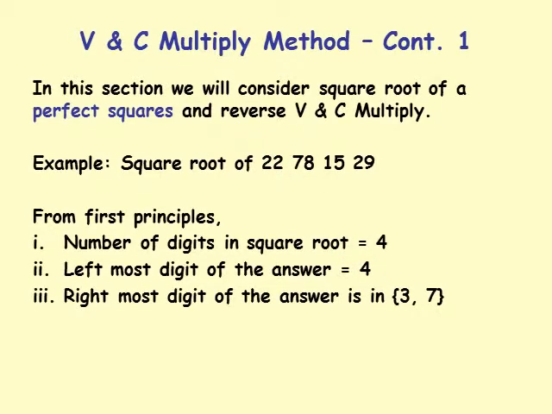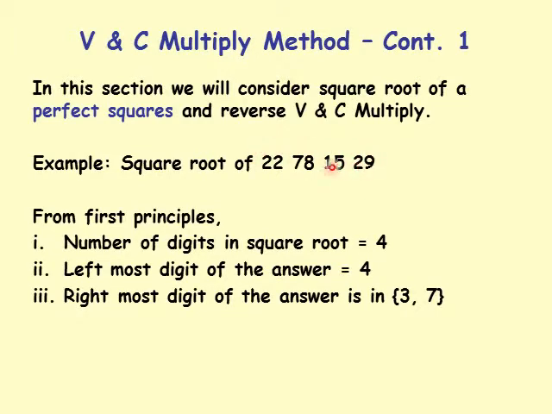4 is my left digit here. The rightmost digit is from 9 here, which is in the set 3 and 7. 3 plus 7 is 10, so these two are tens complement of each other. So the last digit is either 3 or 7, and we can say that only when there is a perfect square.